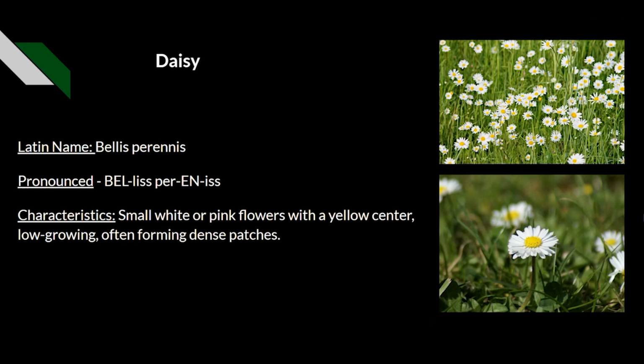So we have 12 weeds here today, and the first one we have is a daisy. Its Latin name is Bellis perennis. Its characteristics are that it has small white or pink flowers with a yellow center. They're low growing and often form dense patches. You can see there on the right, there's quite a lot of them in the picture.